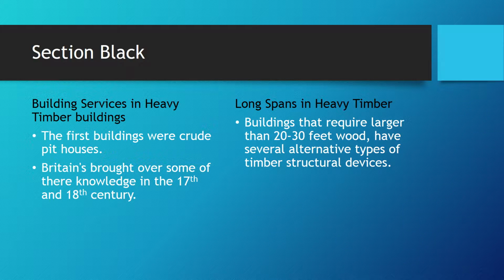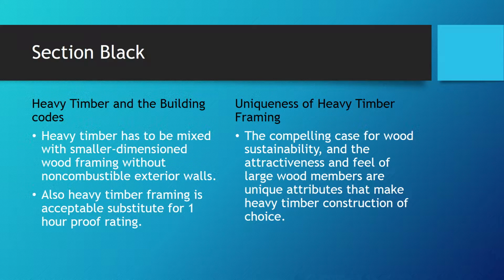And then the other section was long spans and heavy timber. Buildings that require spans larger than 20 to 30 feet of wood have several alternative types of timber structural devices that can improve our length in wood. And then heavy timber and timber building codes. Heavy timber has to be mixed with smaller dimension wood framing without non-combustible exterior walls. Also, heavy timber framing is an acceptable substitute for a 1 hour fire rating.